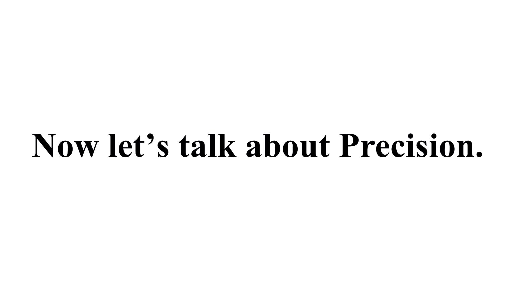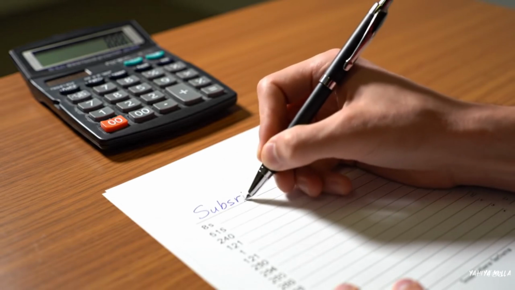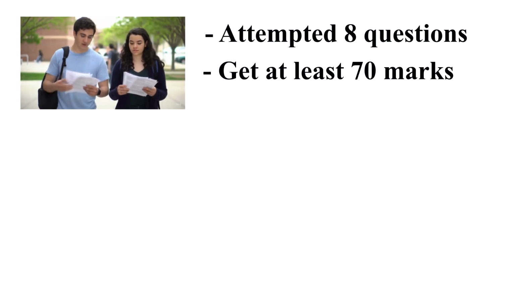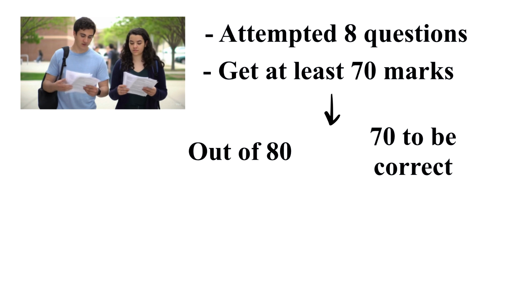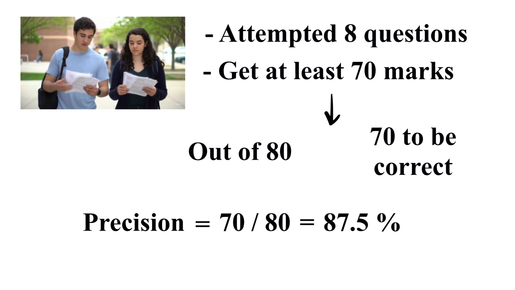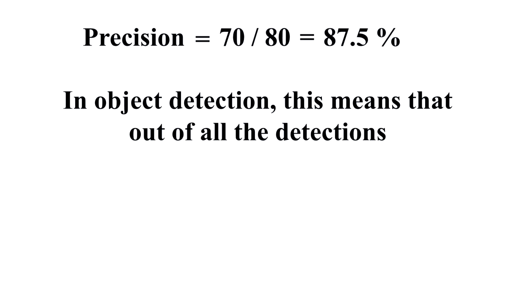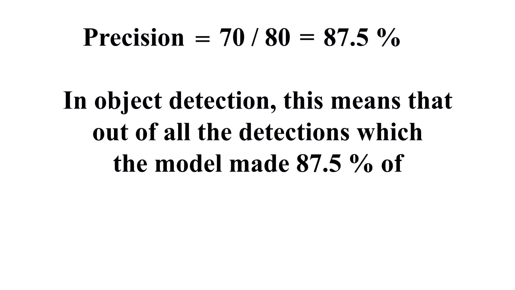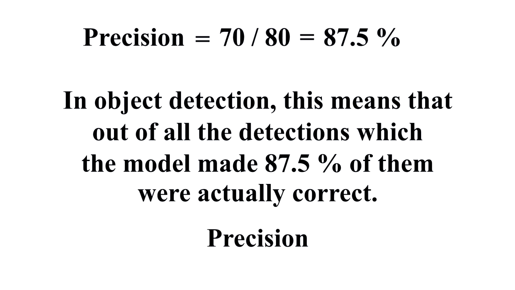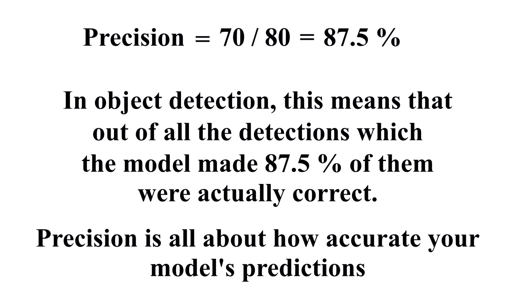Now let us talk about precision. You start writing the answer to these 8 questions. After finishing the exam, you tell your friend, I attempted 8 questions and I am pretty sure I will get at least 70 marks. This means out of the 80 marks you attempted, you expect 70 to be correct. So your precision is 70 by 80, which is 87.5%. In the same way, in object detection, this means that out of all the detections which the model made, 87.5% of them were actually correct. Precision is all about how accurate your model's predictions are.